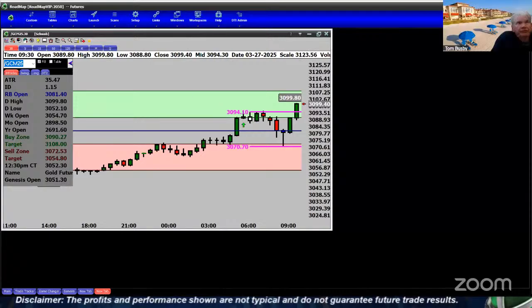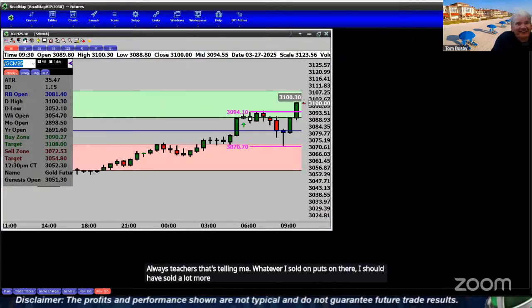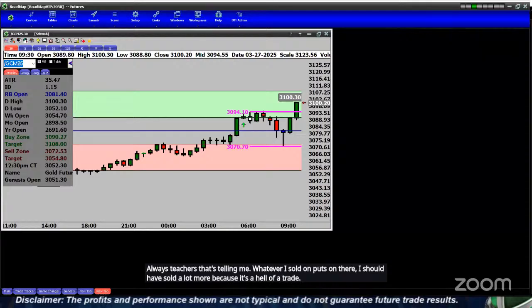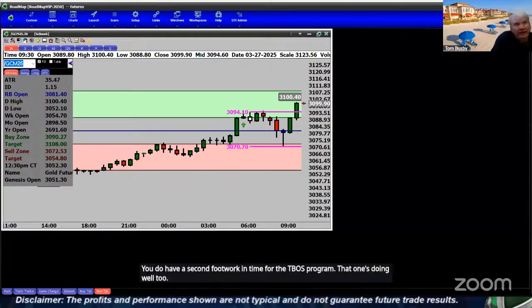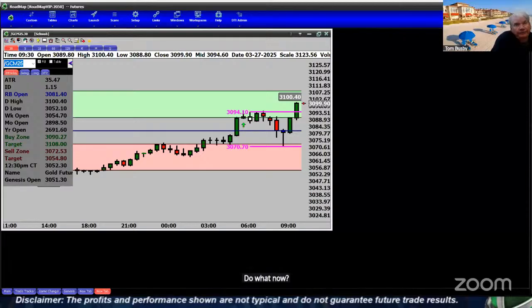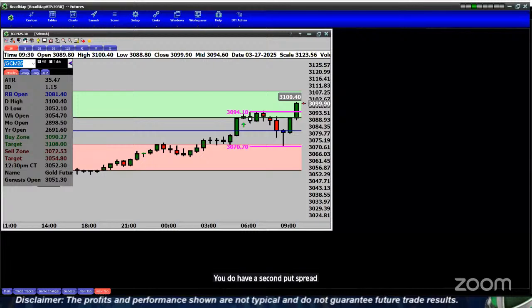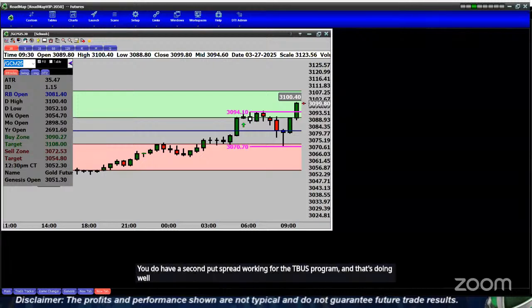Always futures. That's telling me whatever I sold on puts on there, I should have sold a lot more because it's a hell of a trade. You do have a second put spread working for the T-Bus program, and that's doing well also.